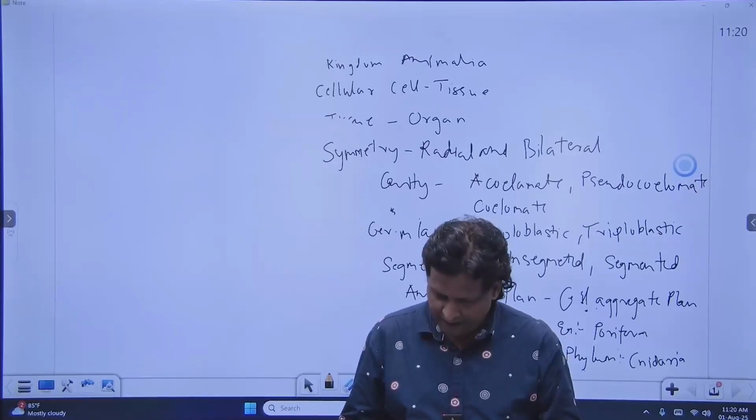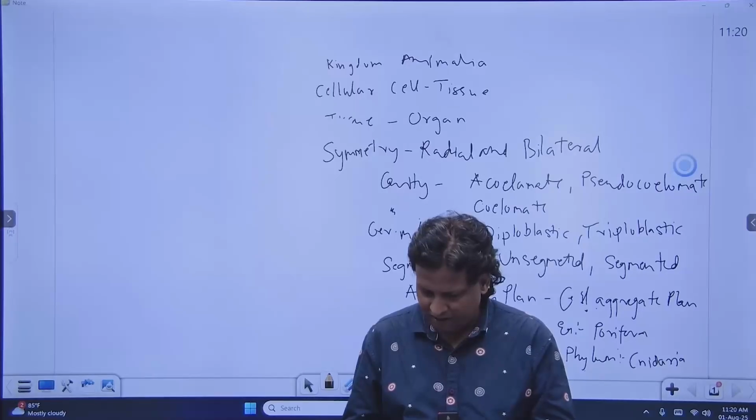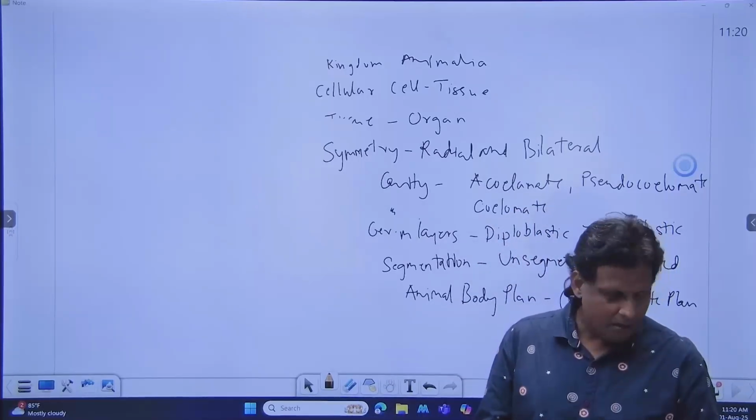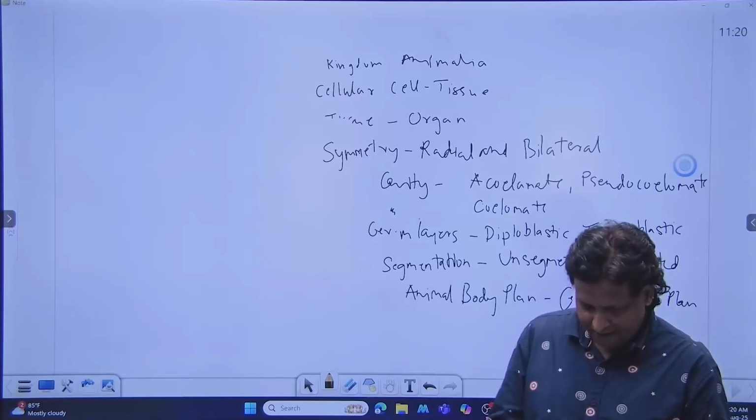That is the same. Types of symmetry. We have studied that. Asymmetry is like this, as you see in the textbook. Radial is like this. Bilateral is like this. Animal classification. Phylum Porifera. We have seen Porifera previously.